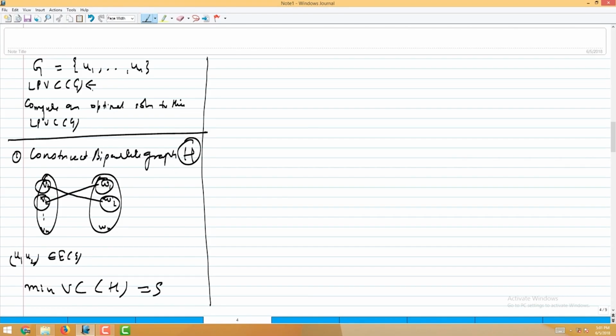And now the algorithm is very clear. The algorithm is very simple. What we do is we find a minimum vertex cover of H. This can be done in polynomial time. Let's say this is S. Based on S, I give an assignment to the variables of this LP.